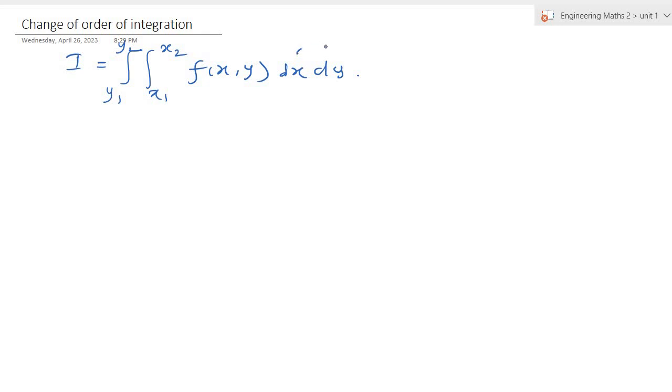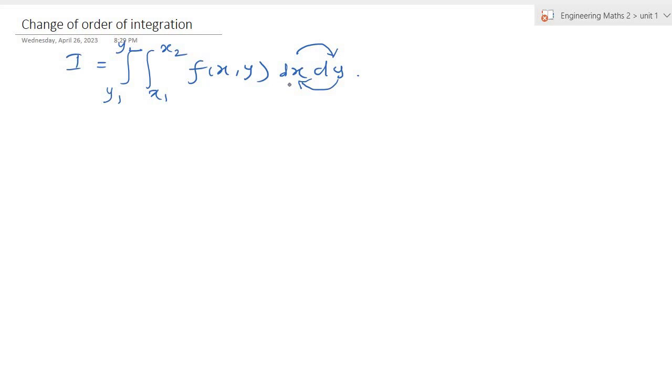If you change the order, that is, in terms of first you have to write y, then you have to write x. So that is known as change of order of integration. What is the meaning of change of order of integration?